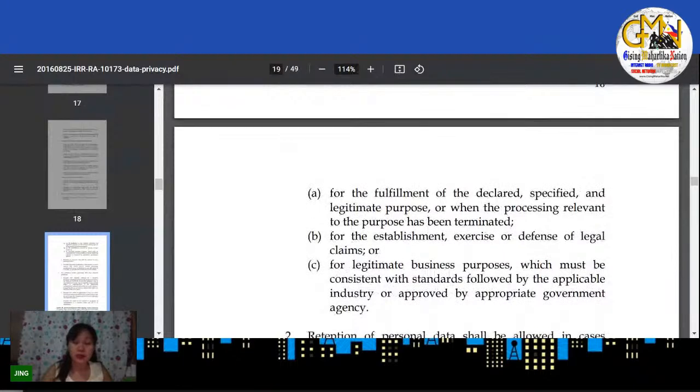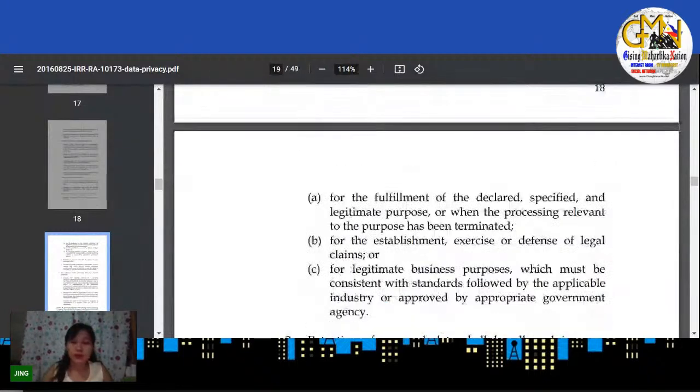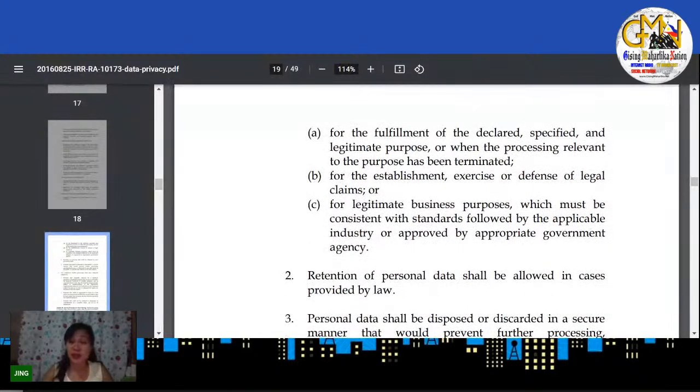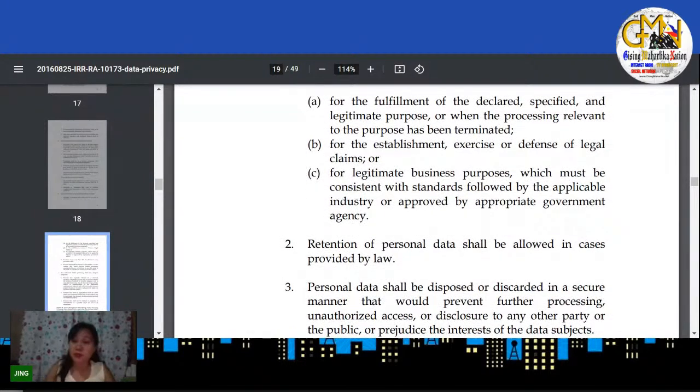A, for the fulfillment of the declared, specified, and legitimate purpose, or when the processing relevant to the purpose has been terminated. Letter B, the establishment, exercise, or defense of legal claims. Or C, for legitimate business purposes, which must be consistent with standards followed by the applicable industry or approved by appropriate government agency.